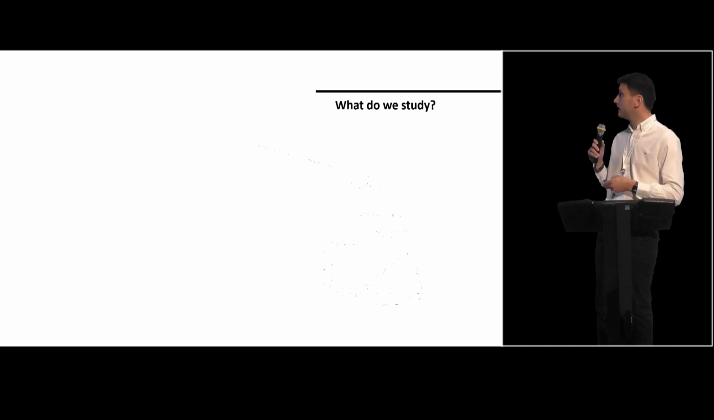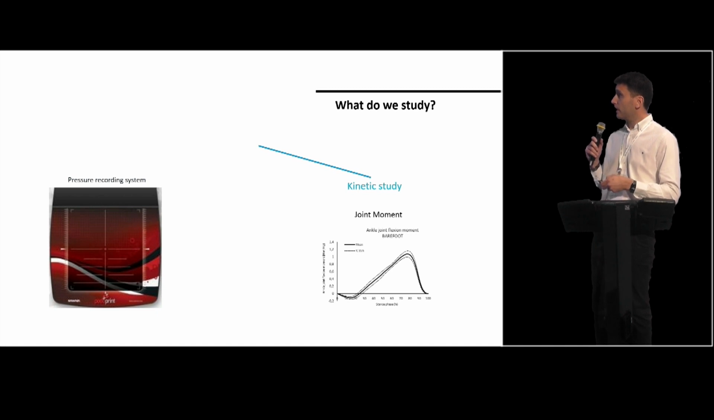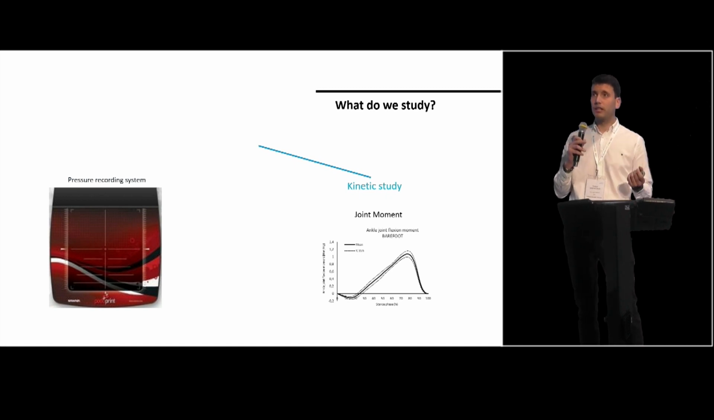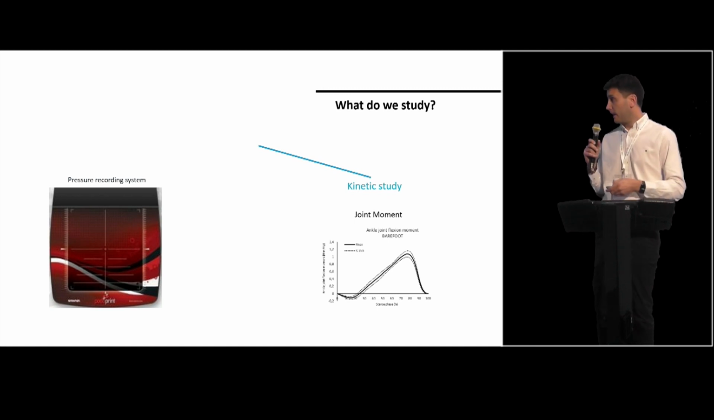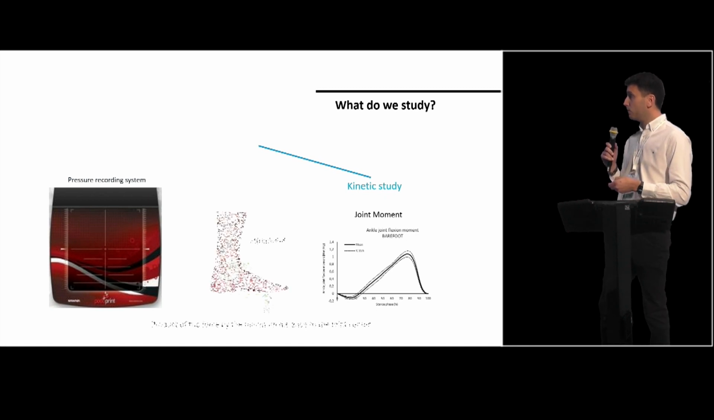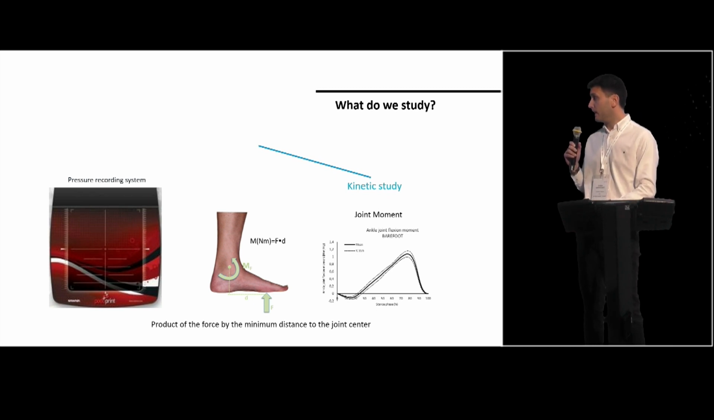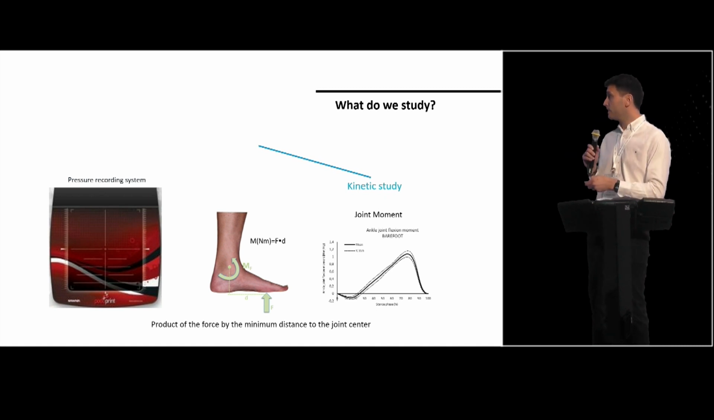On the other hand, we study the kinetics using the pressure platform. It's important to say that nowadays in our laboratory we have 2 platforms: a force platform and a pressure platform, and we are working using both simultaneously. Using the pressure platform, we can calculate the joint moments. What is the joint moment? The joint moment is defined by the product of the force applied by the minimum distance to the joint center. And the units are newton meters.